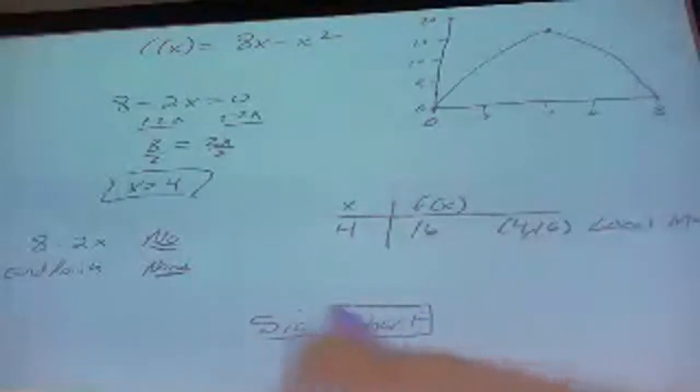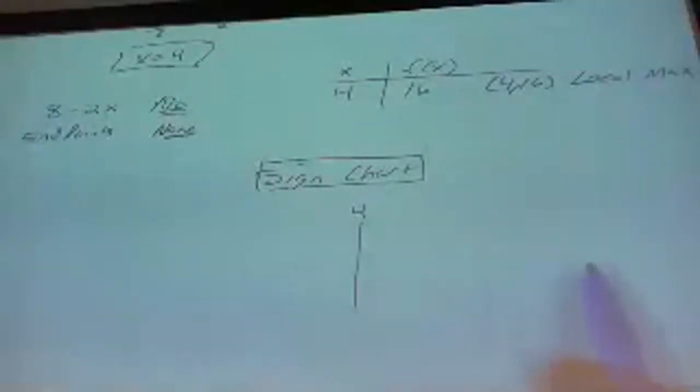Now, let's incorporate the sign chart. With the sign chart, what is the only number that we're concerned about? What's the only number that came up? 4. So we're going to pick numbers before 4, see what happens. We're going to pick numbers after 4, see what happens. But what are we plugging it into? The derivative. So let's go to the calculator.